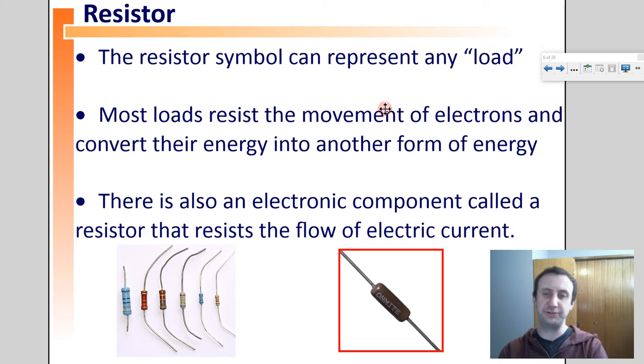Resistors. The resistor symbol, that back and forth, can represent any load. And load, again, is just electric energy being converted into other useful energies. Most loads resist the movement of electrons and convert their energy into another form of energy. And there's also an electronic component called a resistor that resists the flow of electric current.